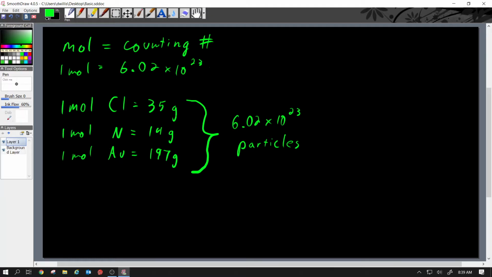Hey, does that make sense that even though each of these has a different weight or a different mass, they all still have this many particles because they're all different sizes, right? We all know that gold is a bigger atom than nitrogen. It's got more protons, more neutrons. It's just bigger. And so it makes sense that this many of it would have a different mass. All right. And so that's that.